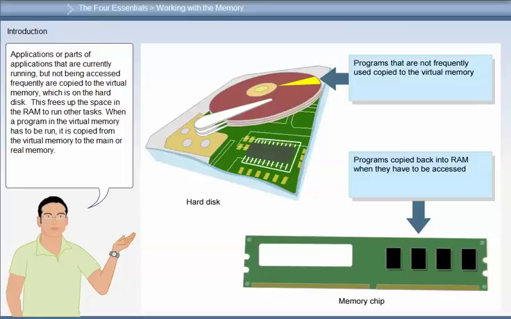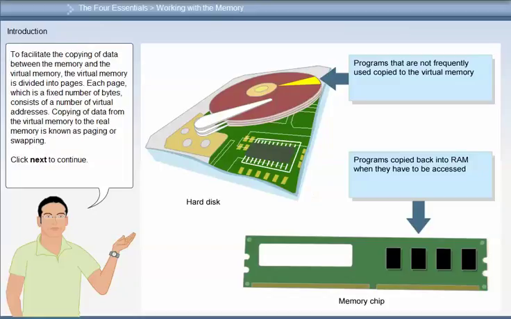When a program in the virtual memory has to be run, it is copied from the virtual memory to the main or real memory. To facilitate the copying of data between the memory and the virtual memory, the virtual memory is divided into pages. Each page, which is a fixed number of bytes, consists of a number of virtual addresses. Copying of data from the virtual memory to the real memory is known as paging or swapping.